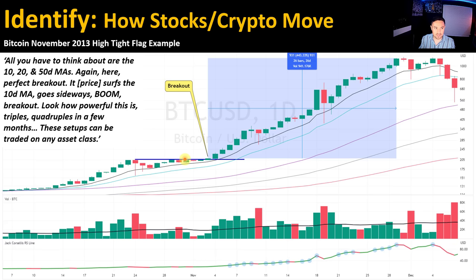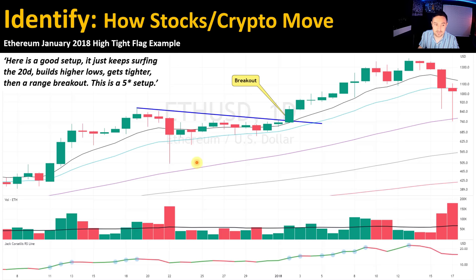These setups can be traded on any asset class. Look how perfect this is. Hopefully you can take print screens of this. I'm probably pulling some awkward faces at times. But look at this. This is what you want to dial in and train your pattern recognition to. Ethereum, nothing different. Here is a good setup. It just keeps surfing the 20-day. So see this blue line here, it's the 21 EMA on my chart, pretty much of a muchness. Shakeout demand tail. And then see how you get this kind of quote-unquote trigger bar. Look at the volume dry. Look how it's just sitting there. That's your breakout coming through here. This is a 5-star setup.